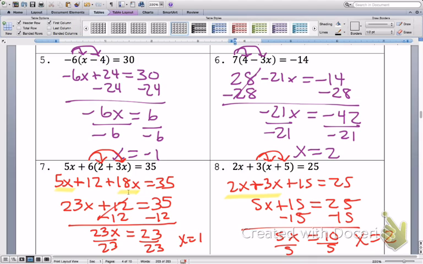So always remember the order. Just make sure you're following it through. Careful with negatives. Careful with distributing, especially when there's a negative.